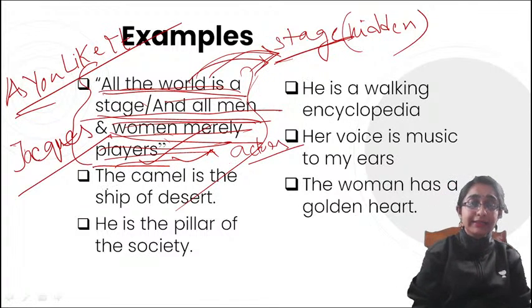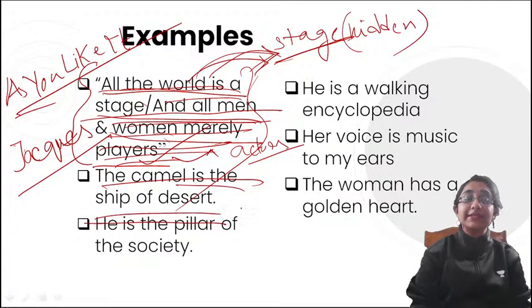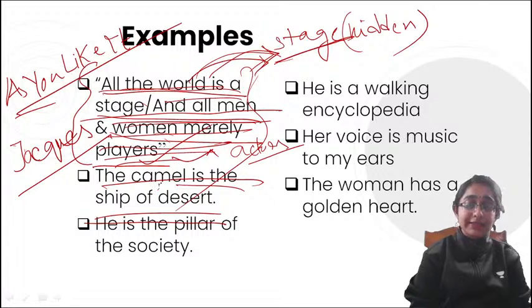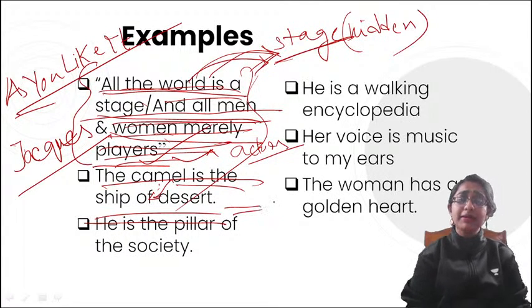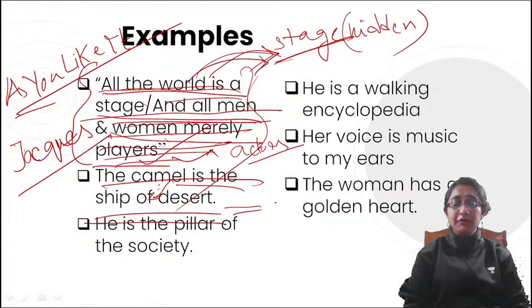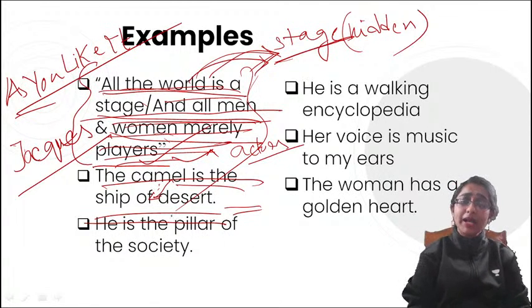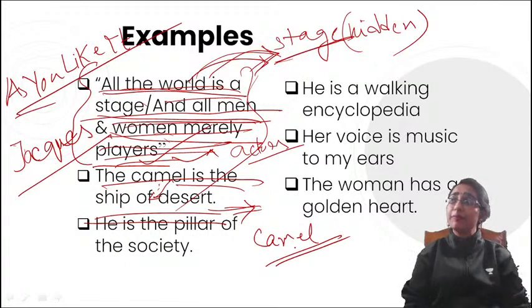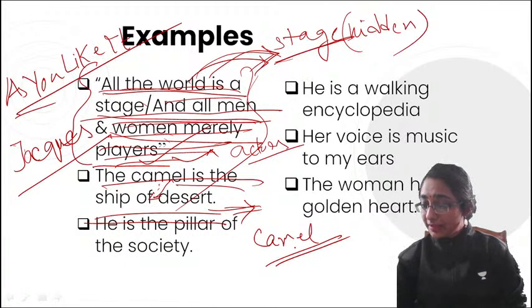Now another example is the camel is the ship of the desert. Very famous line. Okay. So camel is compared with the ship. As a ship always sails on sea, the ship is the only way of transport over the sea. Similarly, in desert, the only way of transport is camel. Right. So the way of transportation is the point of comparison here.